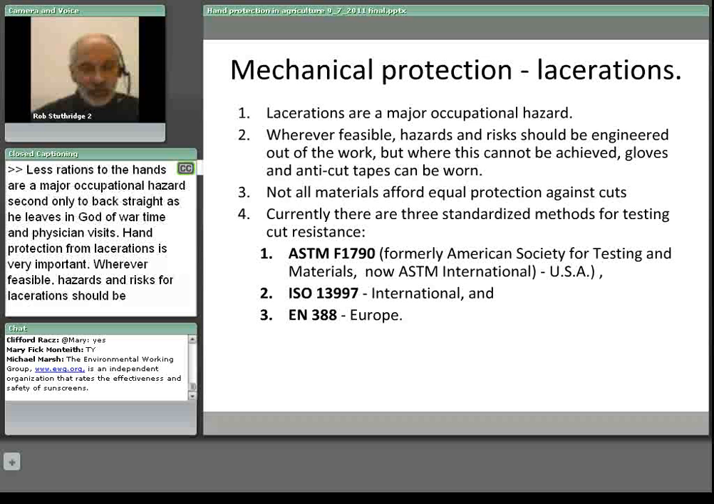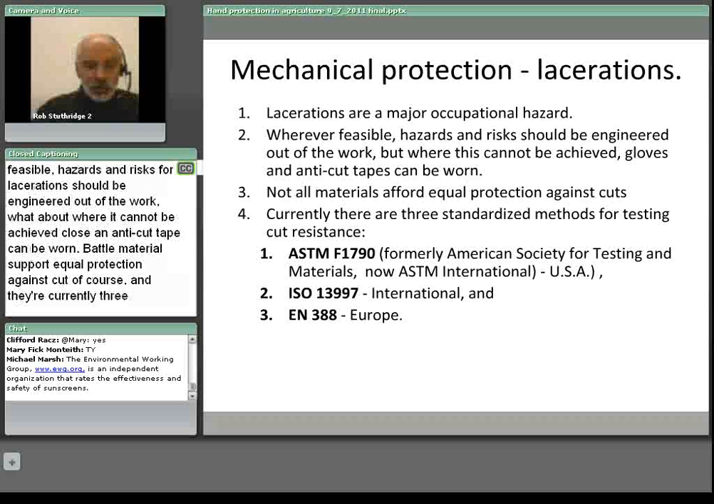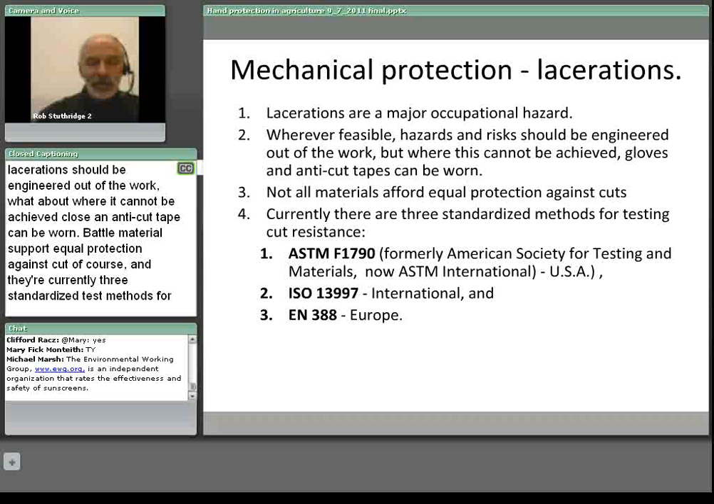Not all materials afford equal protection against cuts, of course, and there are currently three standardized methods for testing the cut resistance of materials. Those are shown here. The ASTM test, which is used in the United States, assesses the cut resistance of a material exposed to a cutting edge under specified loads. Data obtained from this test method can be used to compare the cut resistance of different materials.